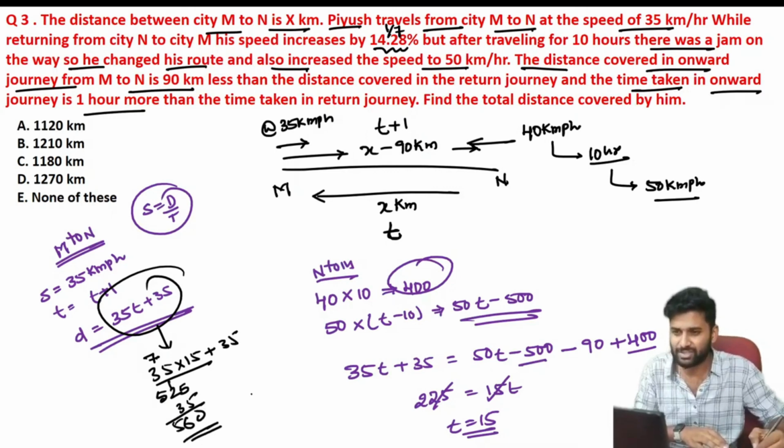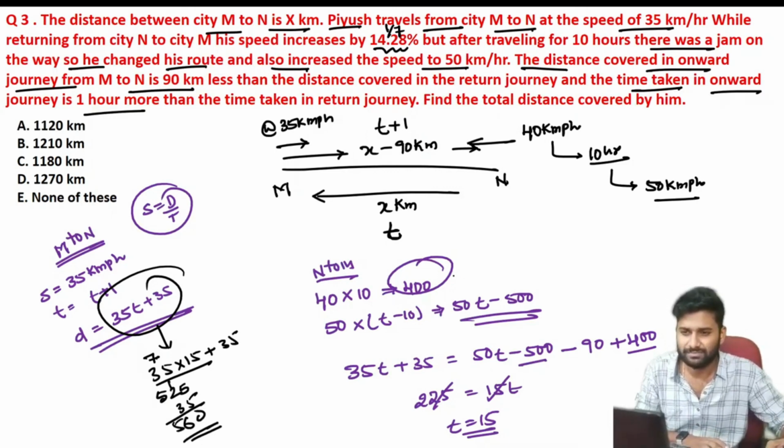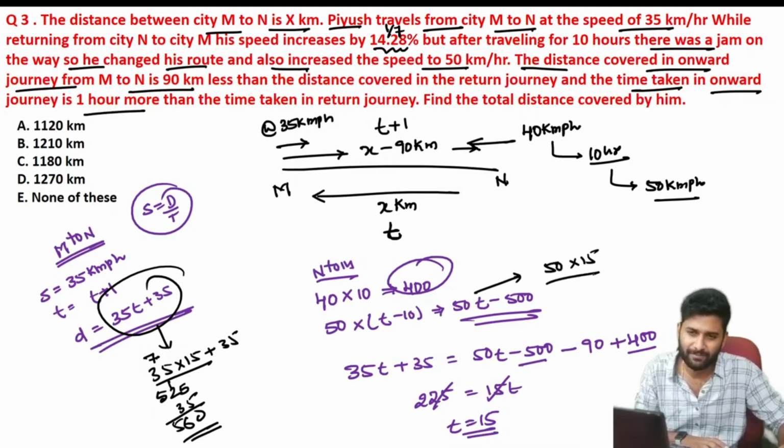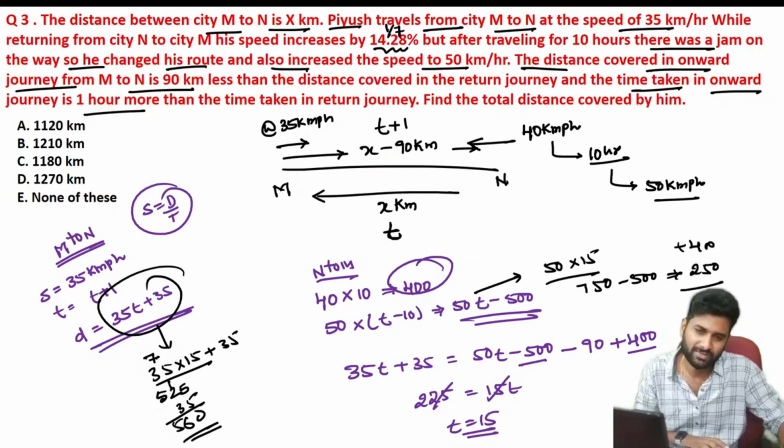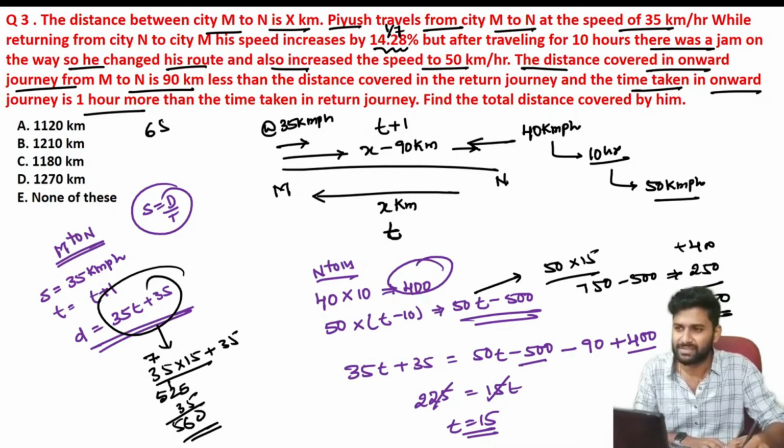So 560 kilometers. Here 50 is multiplied by 15. 15 5s are 750, minus 100, is exactly equal to 250. So initially they already covered 400. So it's a value of 650. Add these numbers, it becomes your answer. 650, 560.